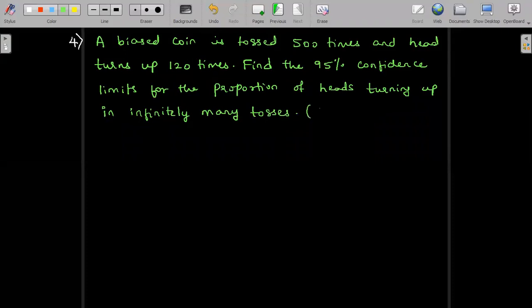And it is given that ZC is equal to 1.96. So ZC, where C takes the value 0.05, because we are talking about 95% confidence limits now. Just for your understanding, it is Z 0.05 equal to 1.96. Now let us do the solution for this.